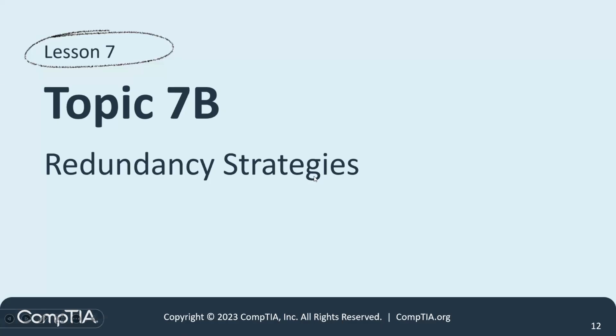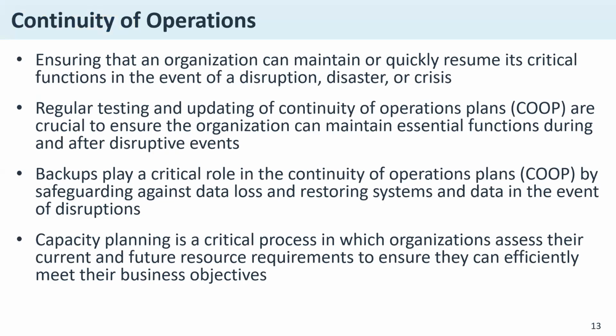Now let's look at redundancy strategies. In redundancy strategies, what we are after is, how do we make sure that we don't just have one point of failure, right? How do we make sure that we can resume activities immediately when there's a disaster, a disruption, or a crisis? And that's the concept of business continuity. Business continuity is a very crucial aspect of cybersecurity. So we're looking at continuity of operation, ensuring that an organization can maintain or quickly resume its critical functions. Now, the key word there is critical function.